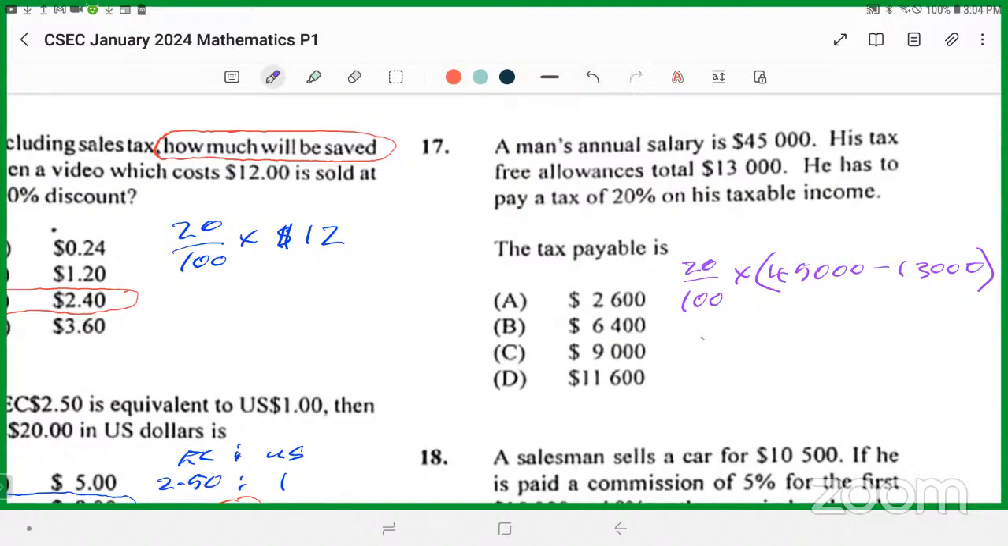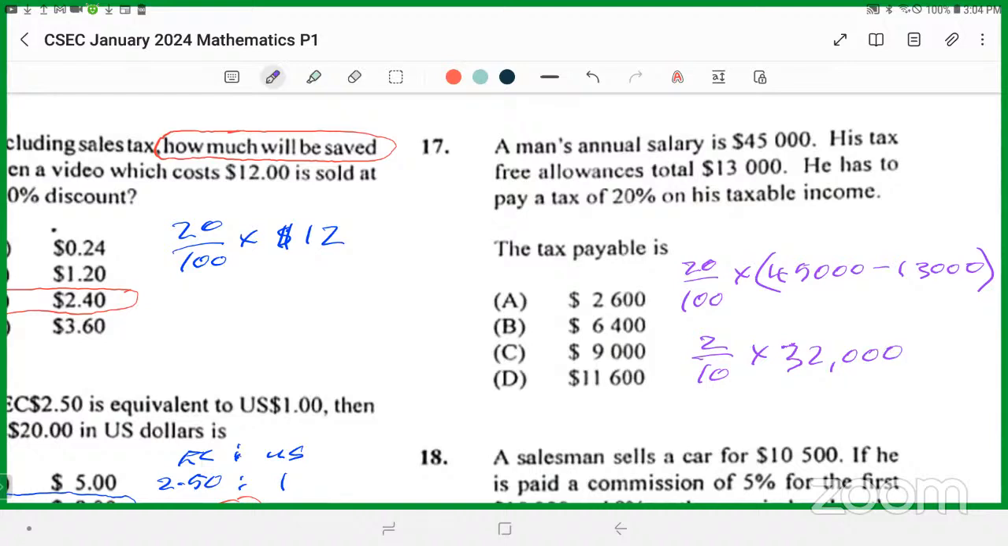All right, so I'm going to write 2 over 10, times, and then this minus this is what? So it is 32. Yes, 32. Write it, 32,000.